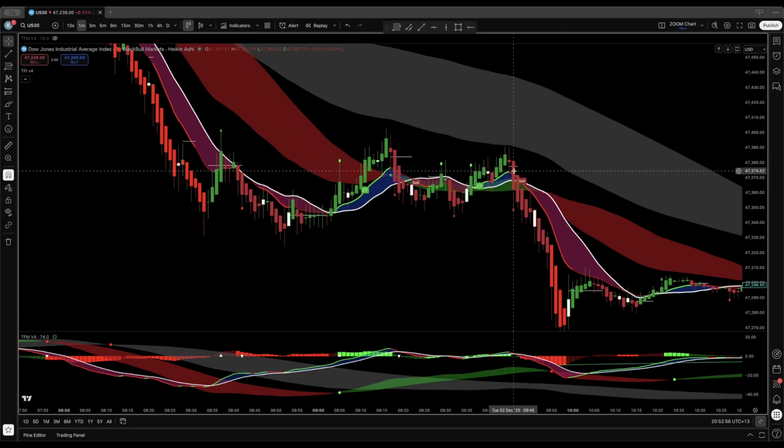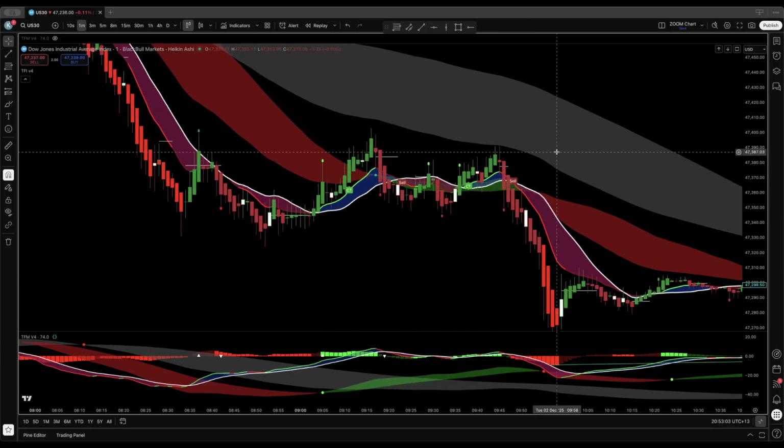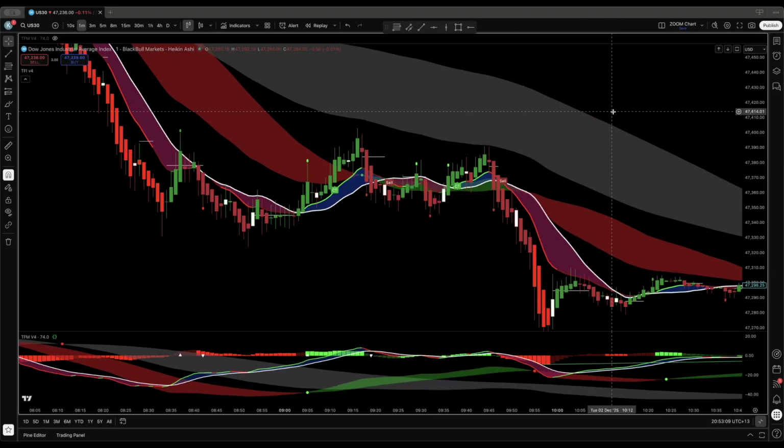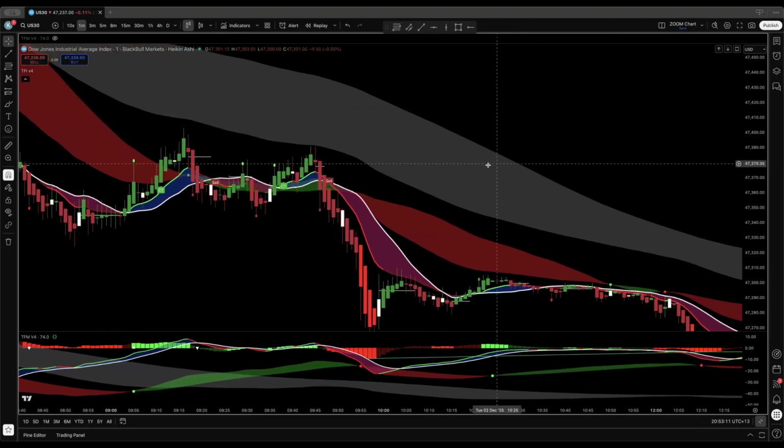It's mixed with dojis, bearish candles. So when you see a mixture like that going sideways, then I've got my finger on the trigger, ready, loaded, to enter a trade.